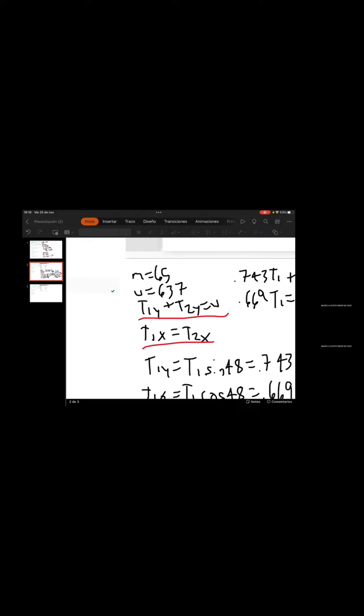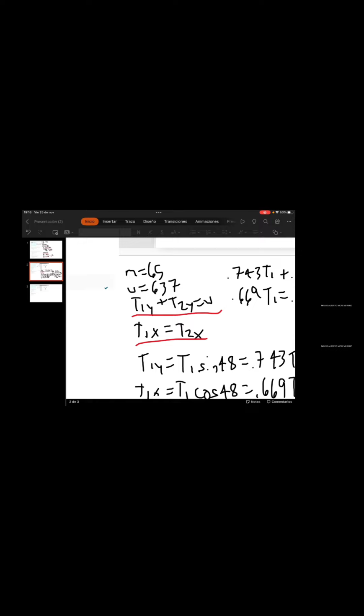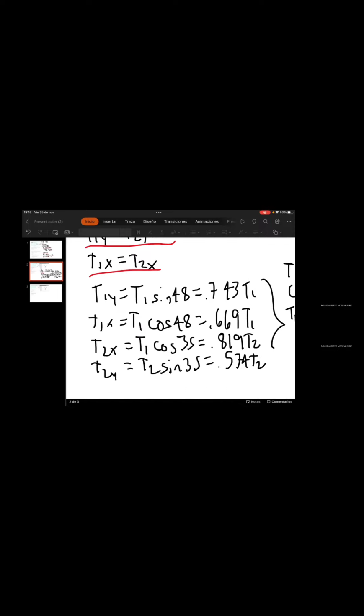So we have the following data. It's also important, again, to find the weight, that is the mass times 9.8, and in this case the weight is 636. The key formulas, or the key equations that we're going to use to solve this problem are these. That is T1 in y plus T2 in y equals the weight, and T1 in x is equal to T2 in x.